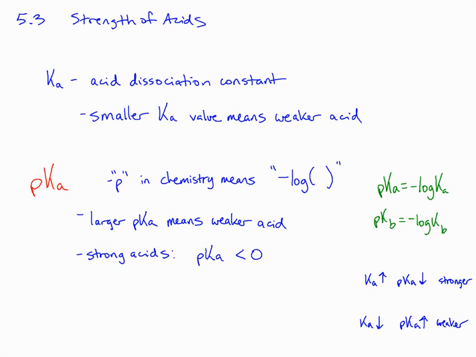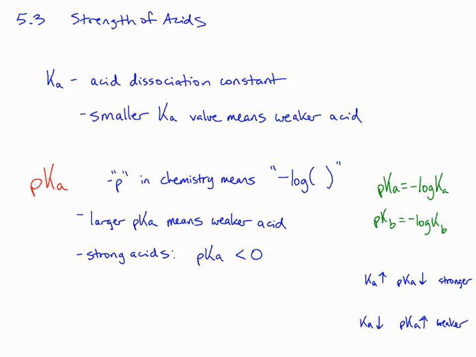Okay, so we are starting section 5.3, and this is about the strength of acids and bases. So we've been talking about strong acids and how they dissociate 100%, and weak acids, how they dissociate less than 100%. Now we're looking at ways that we can quantify how strong or how weak an acid is. And the same with bases, we can quantify them.